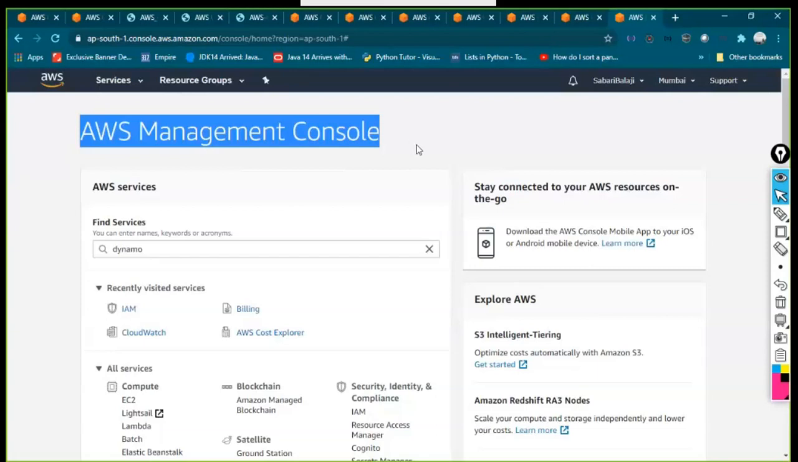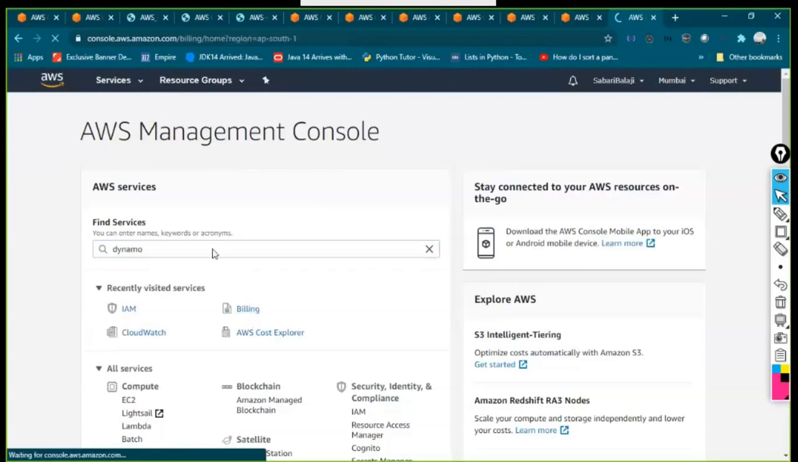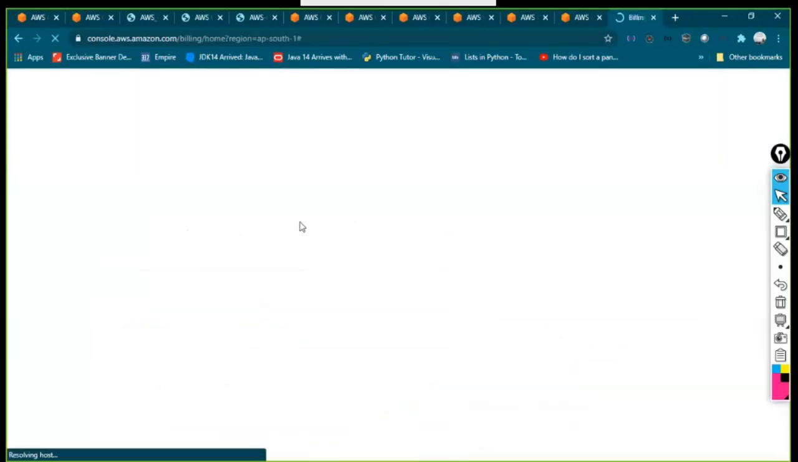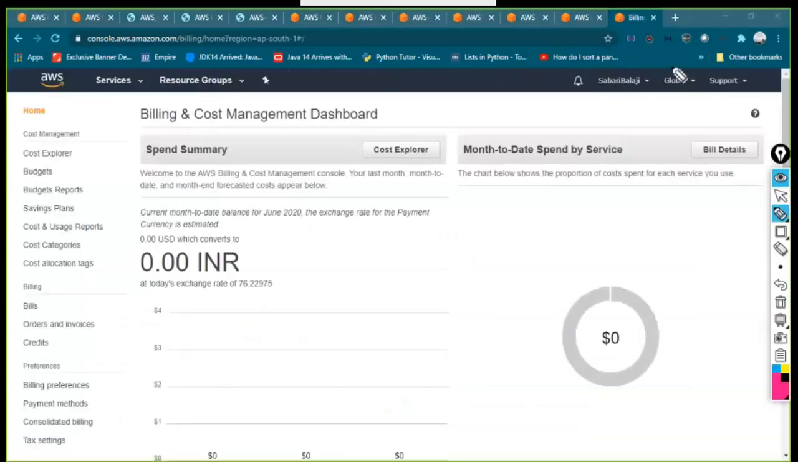So what I wanted to show you here is I want to go back to billing. Okay, I'm in the billing. You can type billing; billing itself is one service. When I go for billing, you can see my region automatically changed. It's global. What do we mean by global? Why is the region not specified as Mumbai? Why is it global?